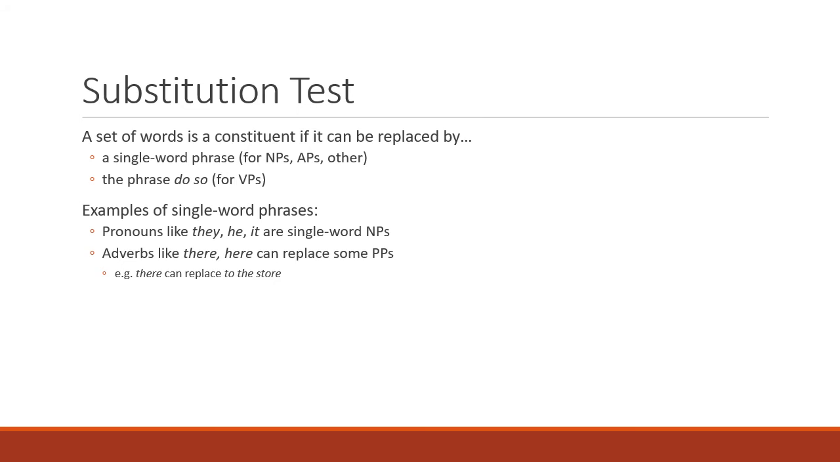So a set of words is a constituent or phrase if it can be replaced by a single word phrase for noun phrases, adjective phrases, or others, and then the phrase "do so" for verb phrases. So here's the example. They have good examples in your book too on this. Pronouns like they, he, it are single word NPs, and adverbs like there, here can replace some prepositional phrases.